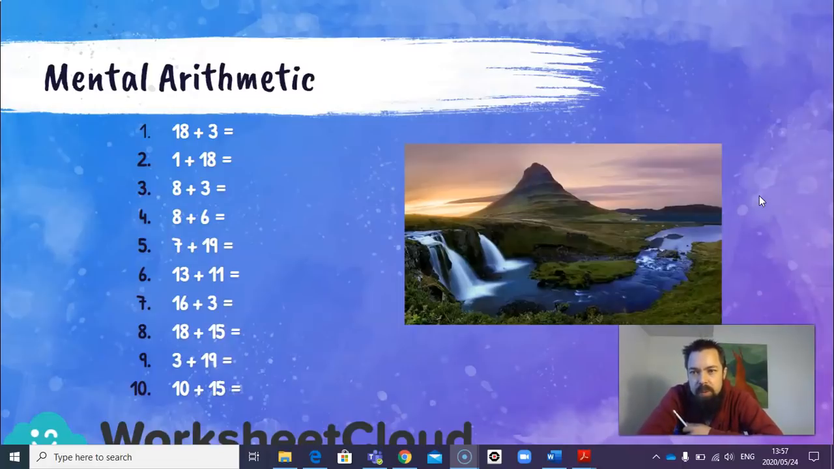18 plus 3 is 21. 1 plus 18 is 19. 8 plus 3 is 11. 8 plus 6 is 14. 7 plus 19 is 26. 13 plus 11 is 24. 16 plus 3 is 19. 18 plus 15 is 33. 3 plus 19 is 22, and 10 plus 15 is 25.